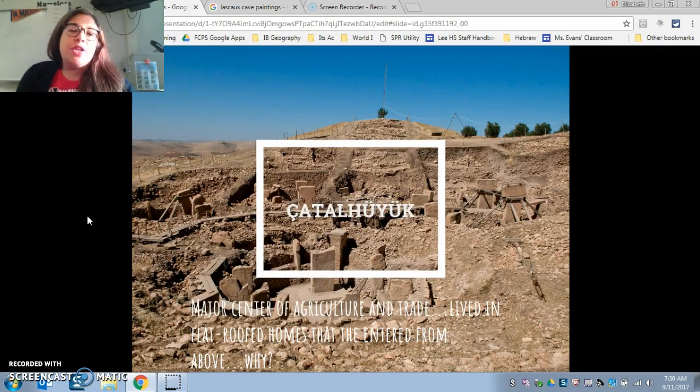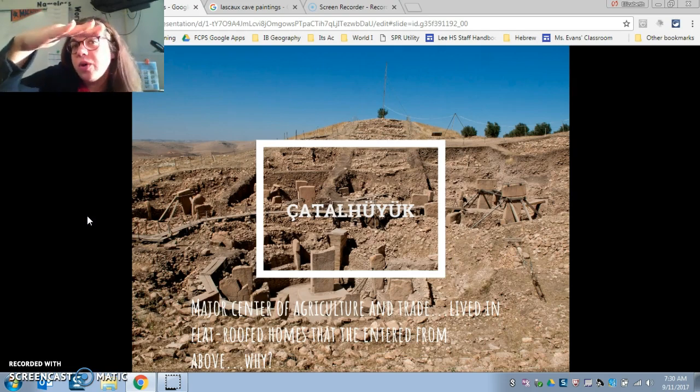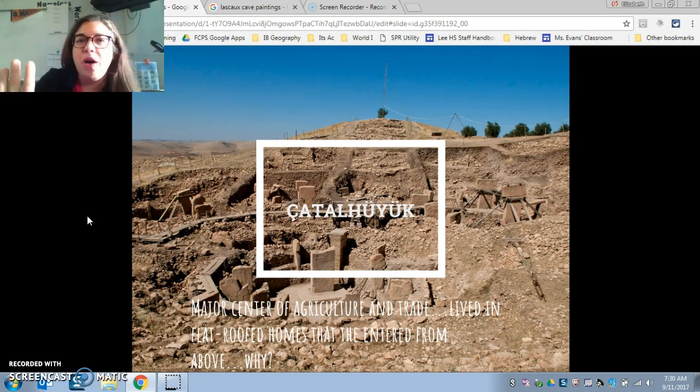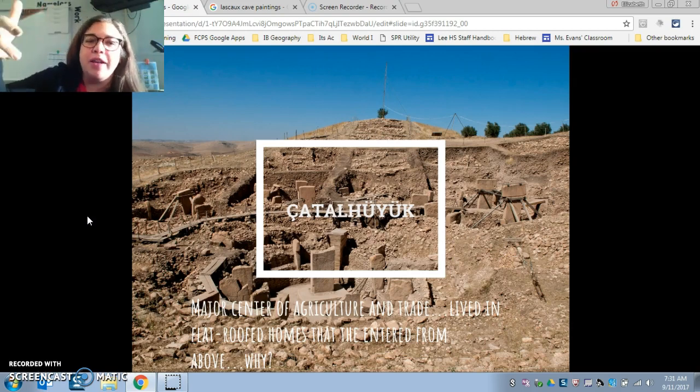Lastly, we have Çatalhöyük. Çatalhöyük was a major center of agriculture and trade, and it is unique in that the people there built homes with flat roofs, and the doors to their homes were in the roofs. They didn't have a door like in the wall. They entered their home from above, so they would go up a ladder and in. So take a moment to think about what would be an advantage of building your home that way.